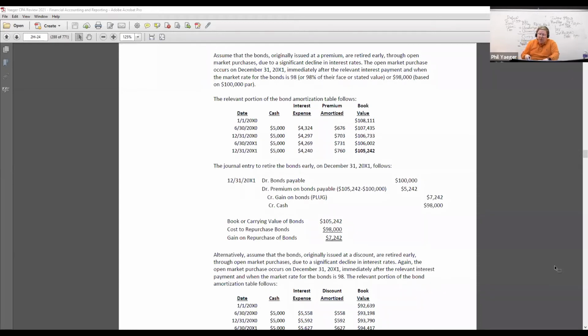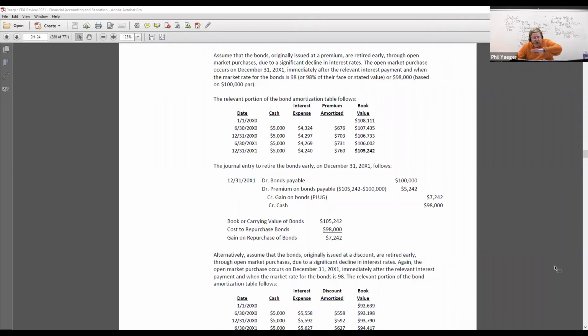If they held the bonds to maturity, they would have to pay the bondholder 105,242 on 12/31/X1, right? Now, on that date, they're calling them back at $98,000. So they're getting to repurchase them for less than the carrying value at 12/31/X1. If you were paying them off at the actual carrying value instead, that would be a loss. Do you see that?